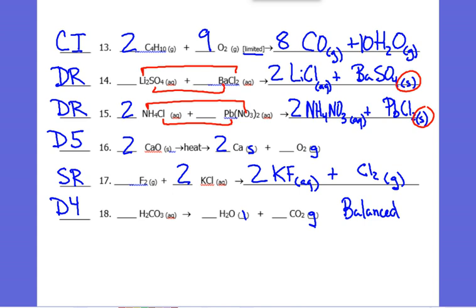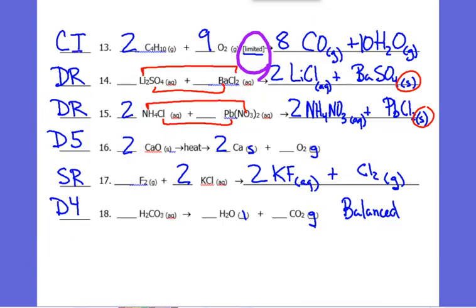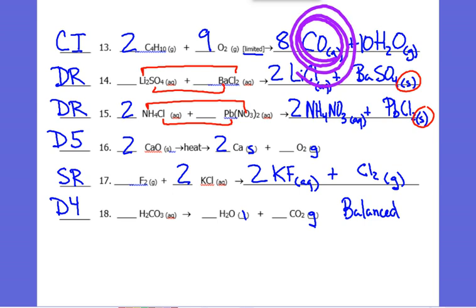13, we've got another combustion reaction. What's the difference between this combustion reaction, limited, and the one on number 3, excess? When the oxygen supply is limited, you make carbon monoxide here. You don't make carbon dioxide because you don't have enough oxygen. You have a limited supply.